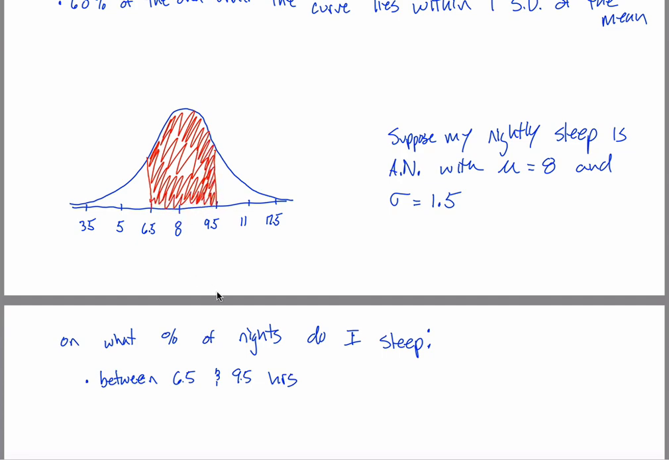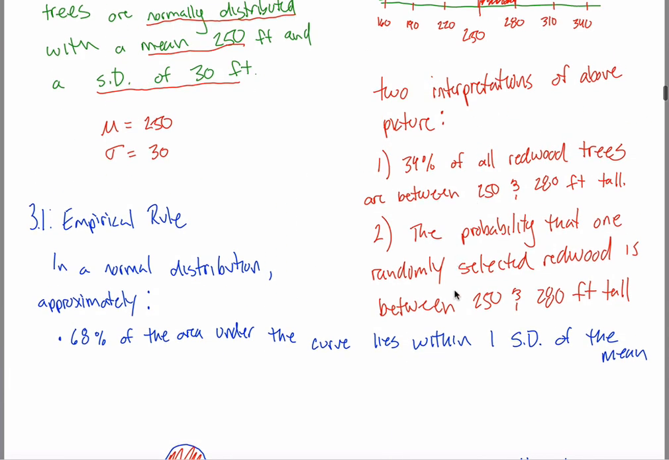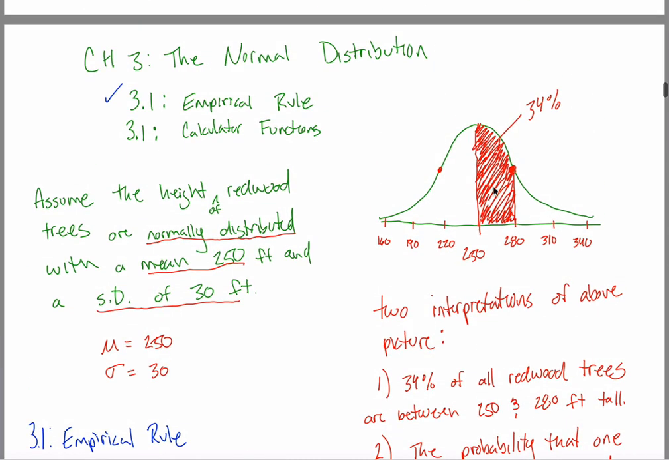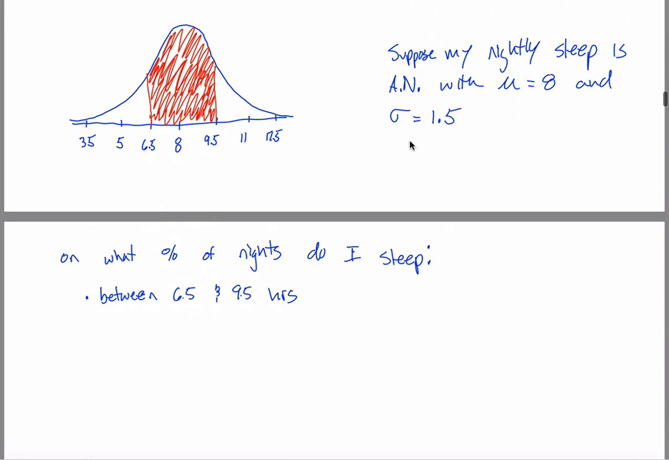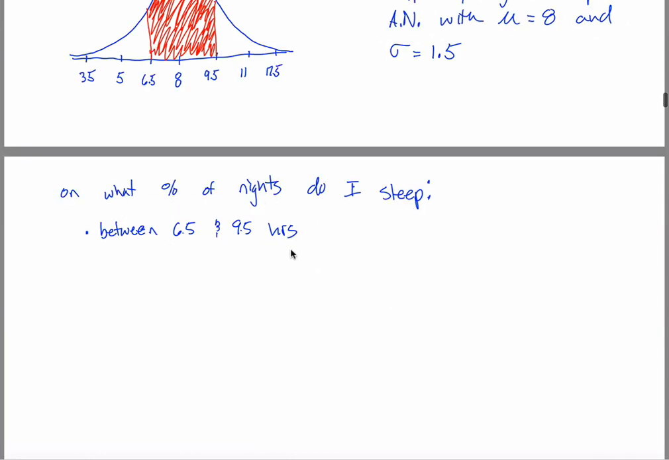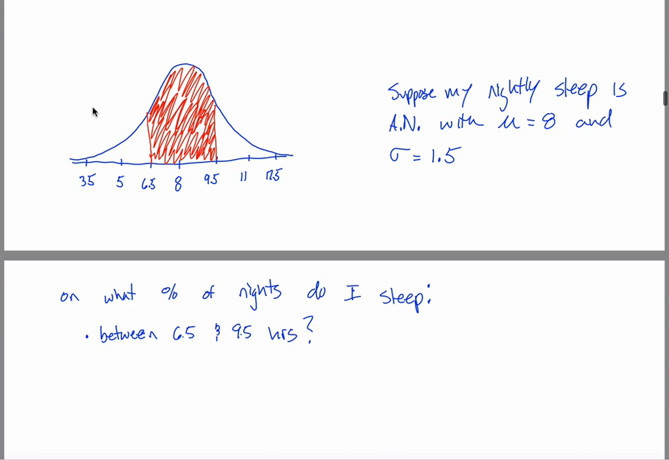And you're like, whoa, slow down. How'd you know that the percentage of nights that you sleep between 6.5 and 9.5 hours corresponds to the area underneath the curve between 6.5 and 9.5? That's this interpretation, right? The percentage of all, whatever I'm talking about, redwood trees, nights of sleep, whatever, being between these two numbers is one of the interpretations of the area underneath the curve. If I said, on what percent of nights do I sleep between 6.5 and 9.5 hours? I guess that's a question, so maybe it deserves a question mark. What I'm asking you, in other words, is how much area is there underneath this curve between 6.5 and 9.5?